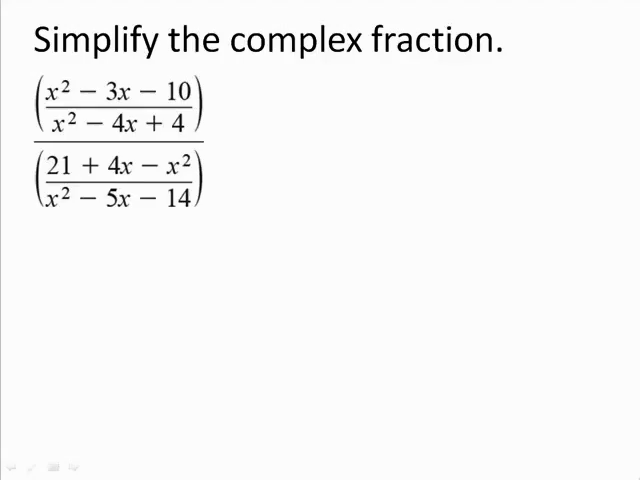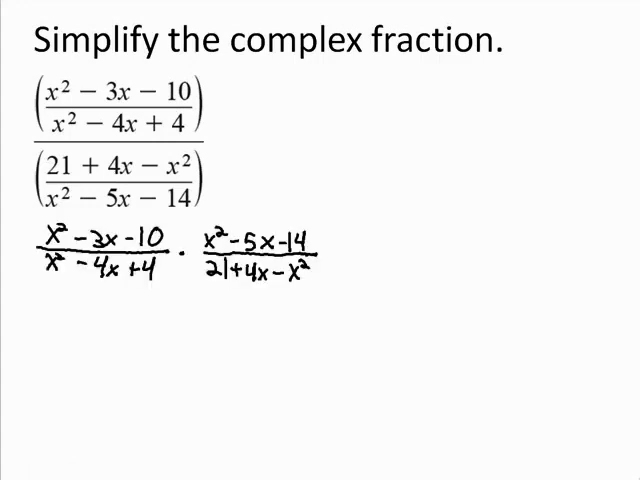Simplify the complex fraction. The quantity x squared minus 3x minus 10 divided by x squared minus 4x plus 4, divided by the quantity 21 plus 4x minus x squared divided by x squared minus 5x minus 14. When dividing by a fraction, invert the divisor and multiply. X squared minus 3x minus 10 divided by x squared minus 4x plus 4 times x squared minus 5x minus 14 divided by 21 plus 4x minus x squared. Multiply the numerators and denominators together.